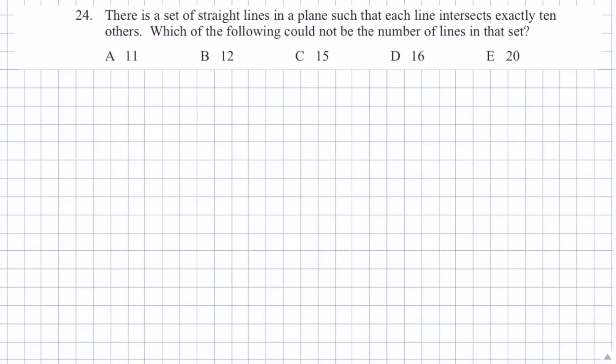Question 24. There is a set of straight lines in a plane such that each line intersects exactly 10 others. Which of the following could not be the number of lines in that set? We've got answers of A is 11, B is 12, C is 15, D is 16, and E is 20. So if we say that the lines in any given set are represented by the letter L, then what we know is that the only straight lines in the plane which don't intersect are those lines that are parallel. And we can say that our parallel lines are going to be equal to L minus 10.